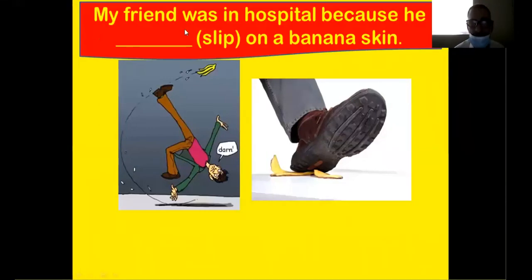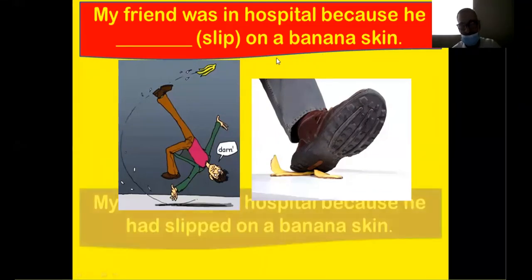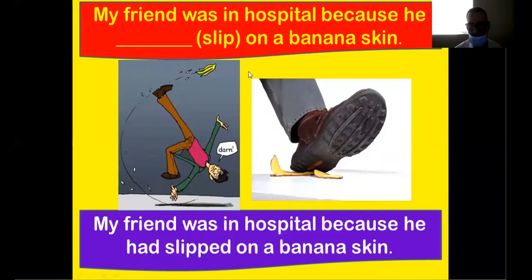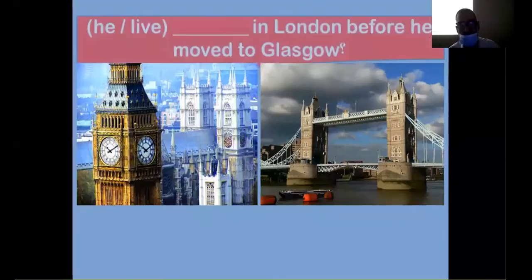My friend was in hospital because he slipped on a banana skin. My friend was in hospital. Why? What happened first? Because he had slipped. So first he had slipped on a banana skin, then he had to go to the hospital.